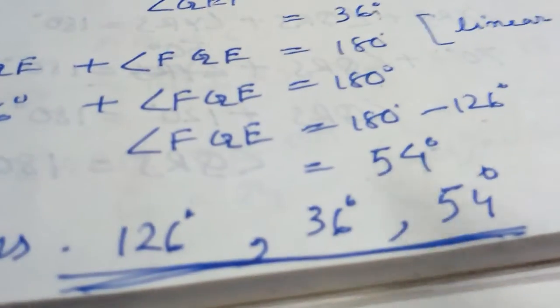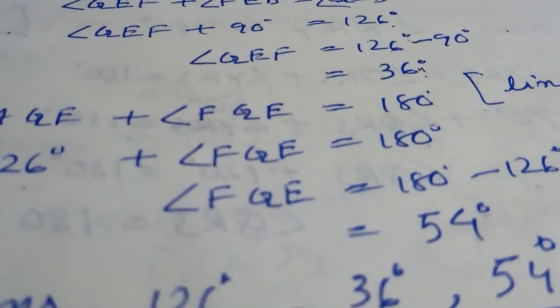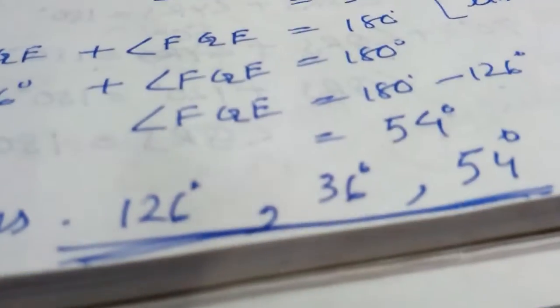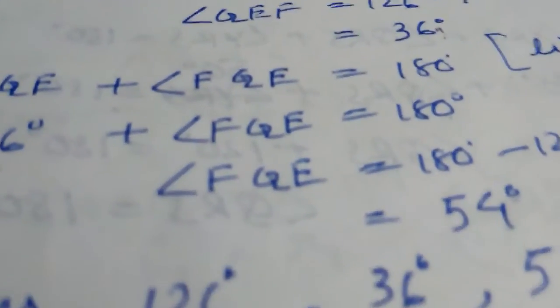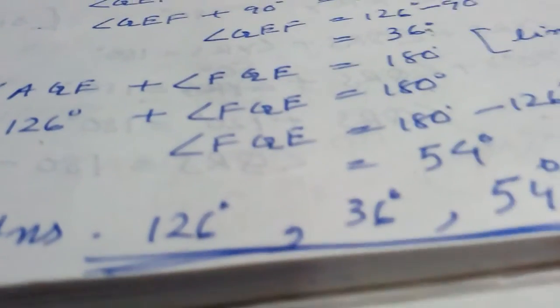So we get three angles. AZE is equal to 126 degrees, ZEF is equal to 36 degrees and FZE is equal to 54 degrees. These are the answers.